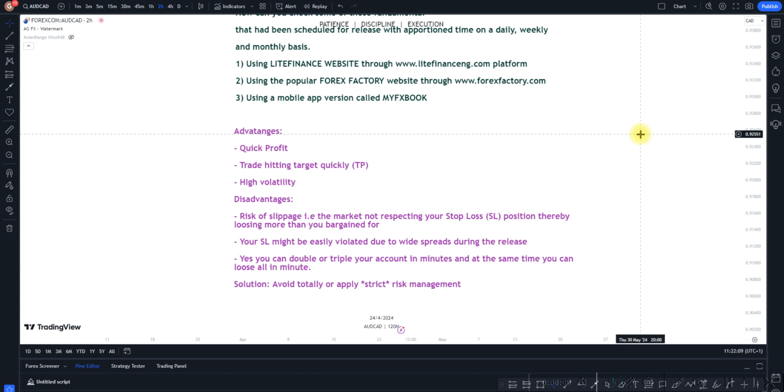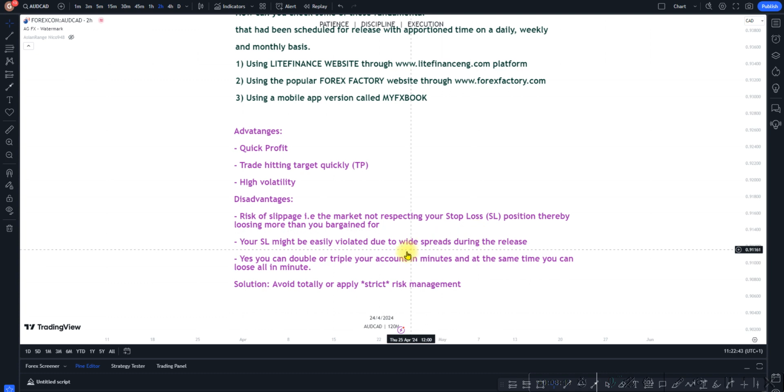And it's going to result in slippage sometimes, whereby you're going to now lose more than what you're actually bargaining for. Probably on a normal occasion, your stop loss position should close you at a loss of $4. Because of slippage now, during this fundamental release, it might actually end up closing you at, say, -$7. So that is the risk you tend to be open to if you are taking trades during the fundamental release.